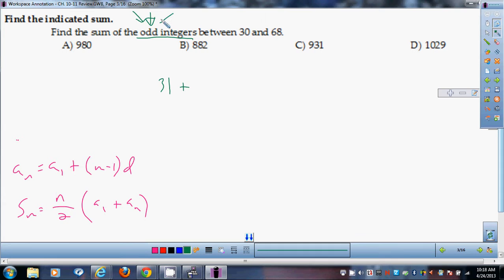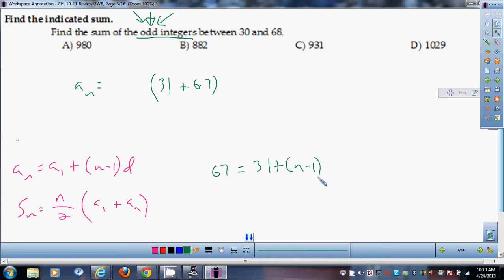67. Very good. We know A sub 1 and A sub n. That's good. What is n? Somebody who didn't count it. It wasn't given to us, was it? No. So, the proper way to do it is to put it into the general term formula. A sub n is 67. We already know that. A sub 1 is 31. We don't know n. We're looking for it.